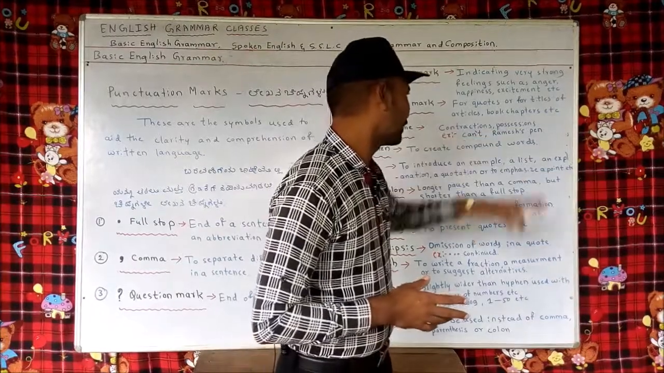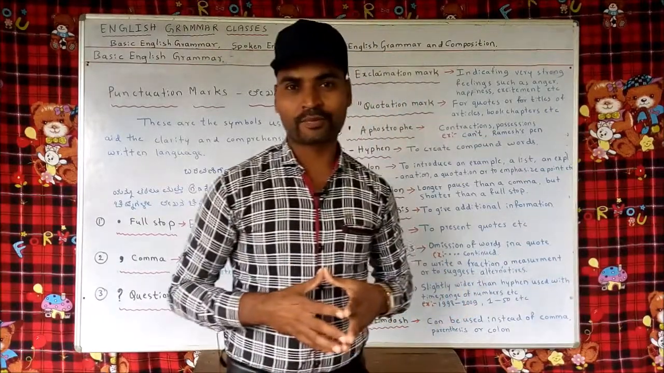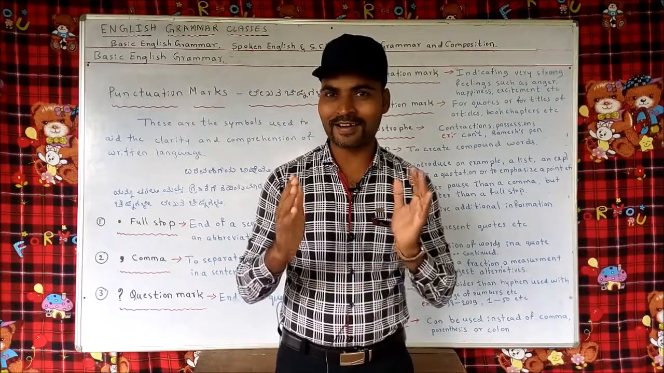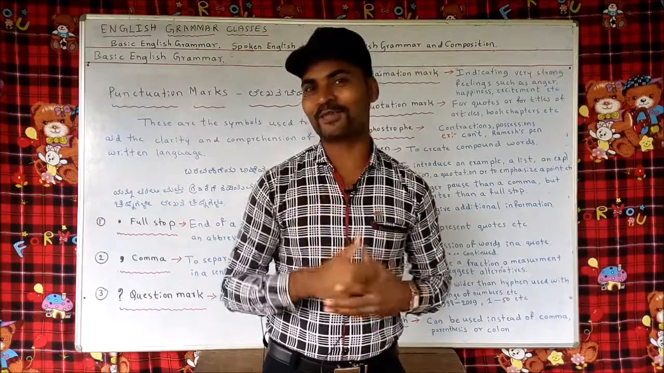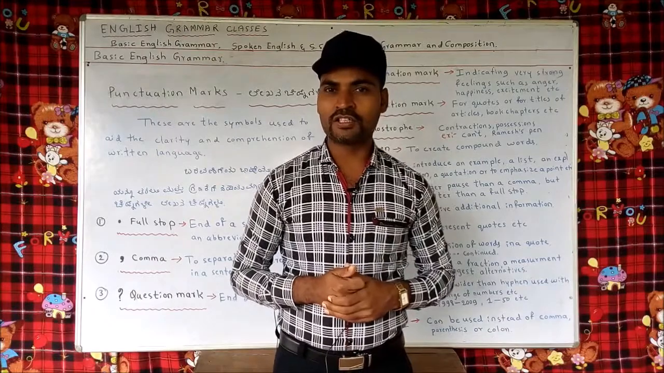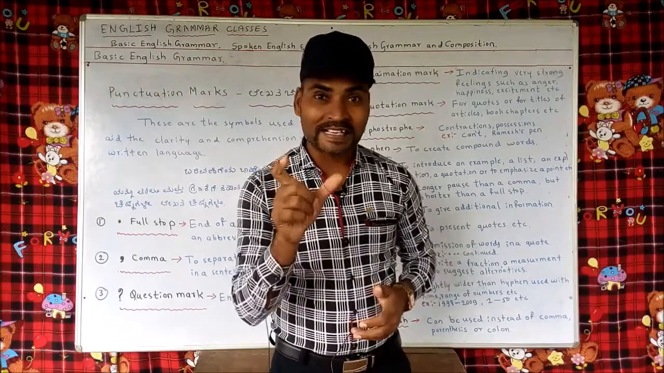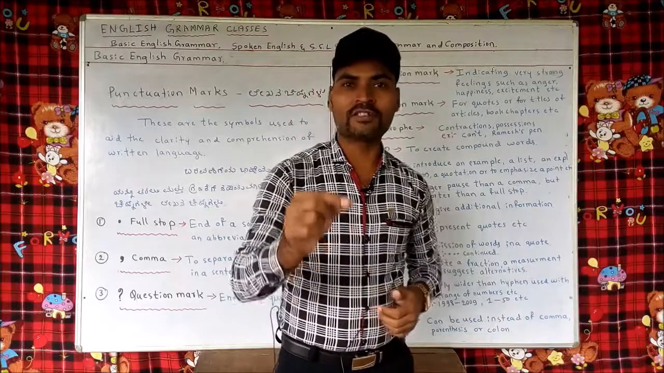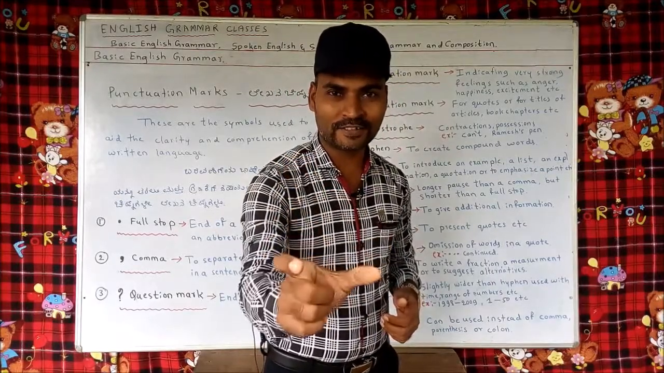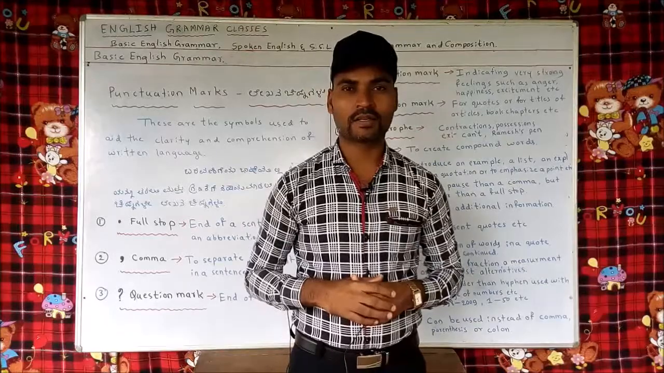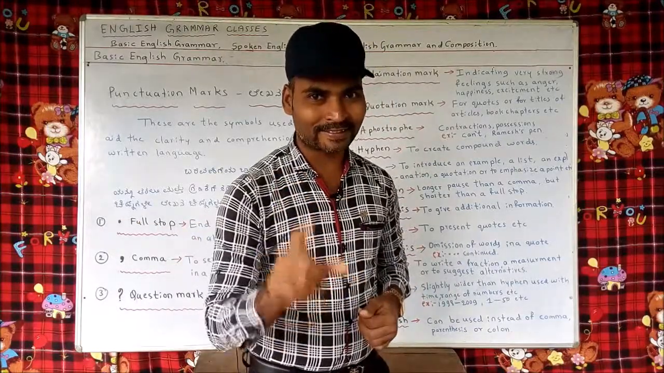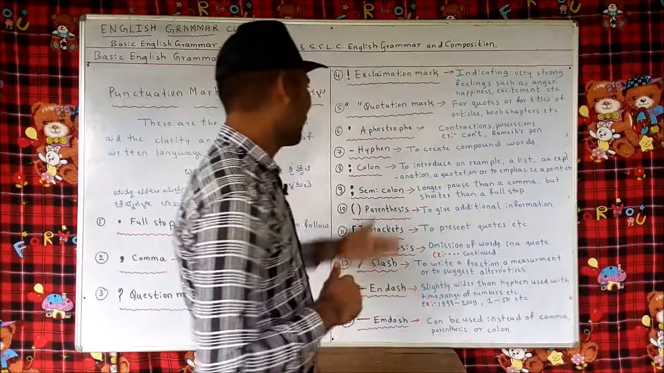Then comes apostrophe. Apostrophe is used in contractions and possessions. I can't give you 10 rupees. Here in the word can't apostrophe is used. She isn't a good girl. Here in isn't we use apostrophe. This is Ramesh's pen. Here in Ramesh's we use apostrophe. This is Krishna's hospital. Here in Krishna's we use apostrophe.